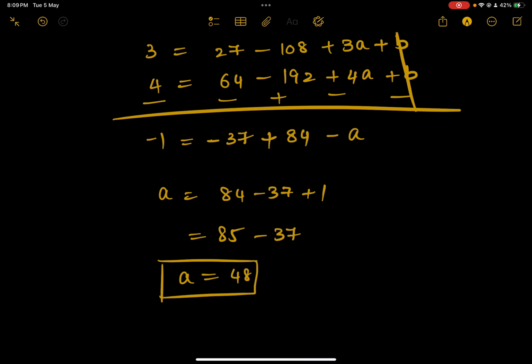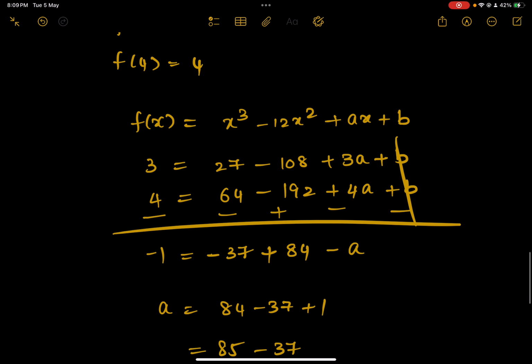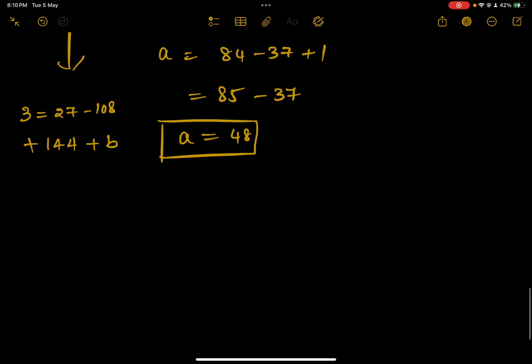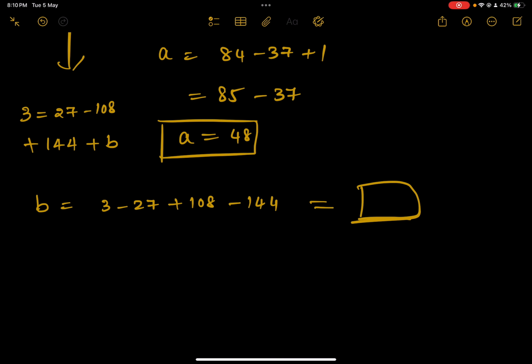So the value of a is 48, and plug the value of a into one of these equations. So let us plug it into this. So you'll get 3 is equal to 27 minus 108 plus 48 times 3, 144 plus b. So therefore b is equal to 3 minus 27 plus 108 minus 144. Just calculate that, and that will be the value of your b, whatever it is.